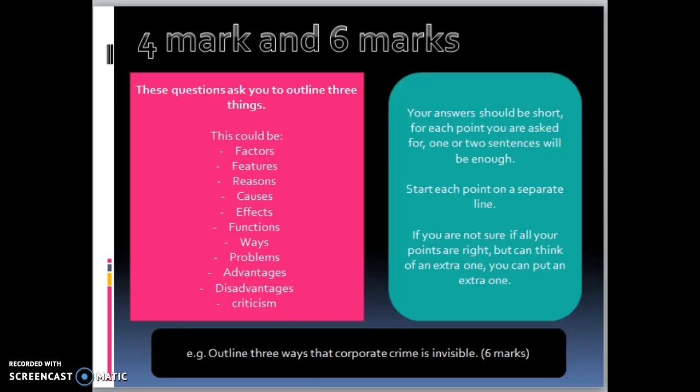So the 4 and 6 mark questions: your answers should be short. For each point you ask for, 1 or 2 sentences will be enough. Start each point on a separate line. And if you're not sure if all your points are right, but can think of an extra one, and you've got time, you can put an extra one, and the examiner will mark the things that are correct.